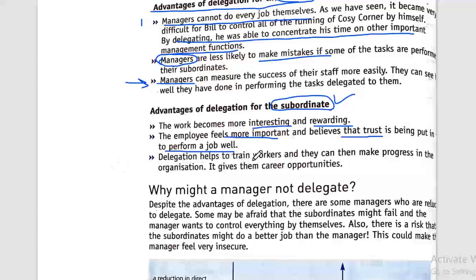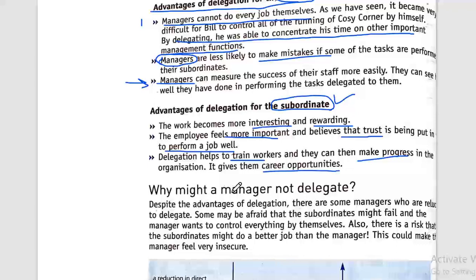Number three, delegation helps to train workers, and they can then make progress in the organization. So it gives them career opportunities. As a subordinate, this delegation is going to help me to be trained, to make progress, and also if I did the task correctly and effectively, I can have a career opportunity. I can have a better position, or be at a better level in the hierarchy.